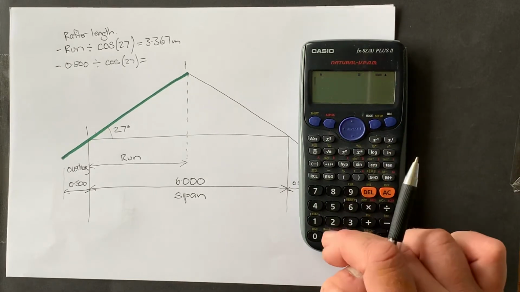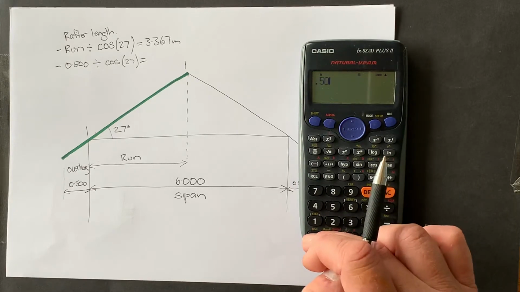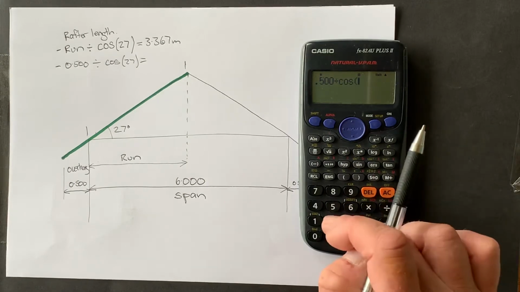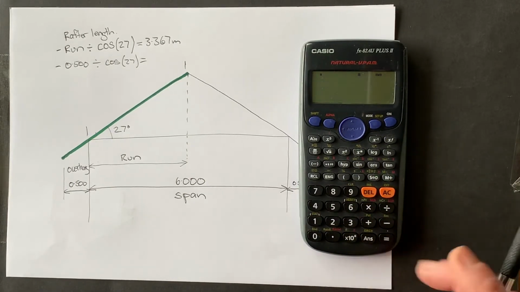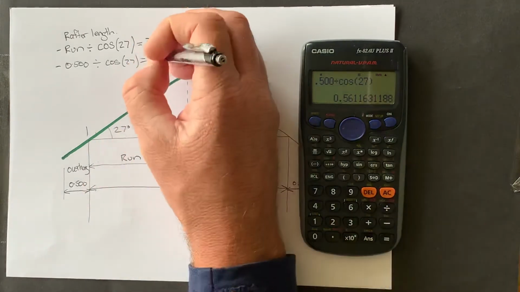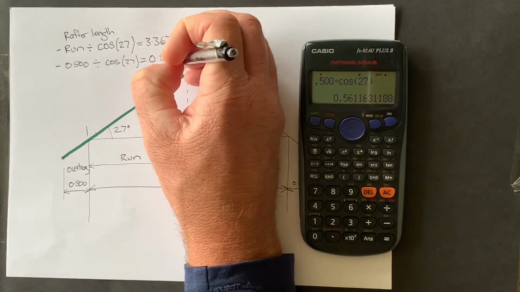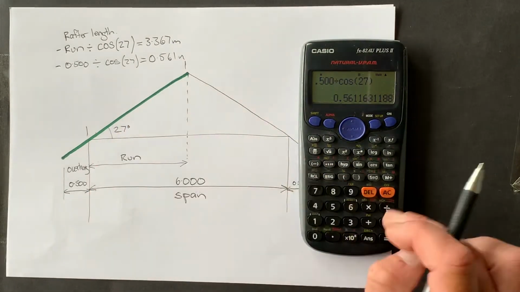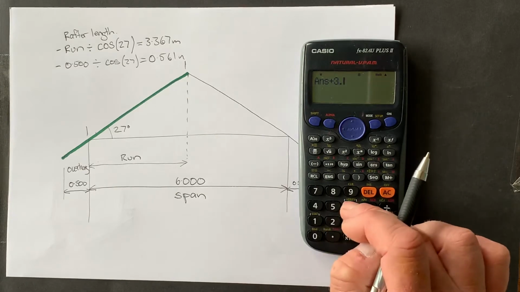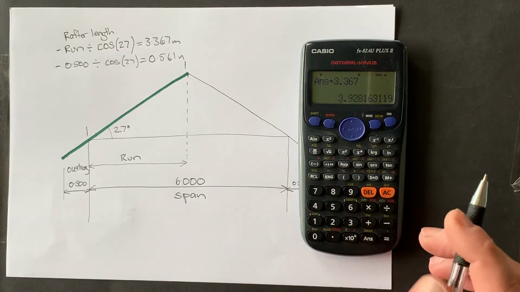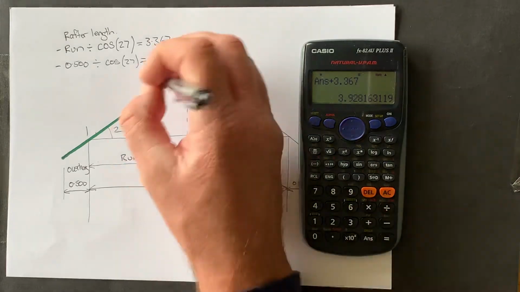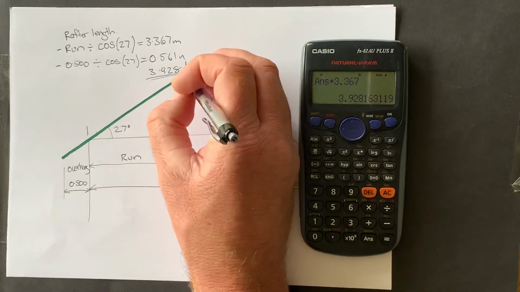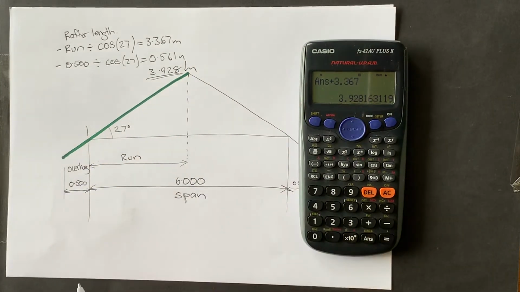Okay, so we'll go 0.5 of a meter, and we divide that by cosine 27, close the brackets, it equals, and it's 560. So to work out the total rafter length, add those two together. So plus 3.367, and we've got 3.928. And that's meters. So that's how long it is from here to here.